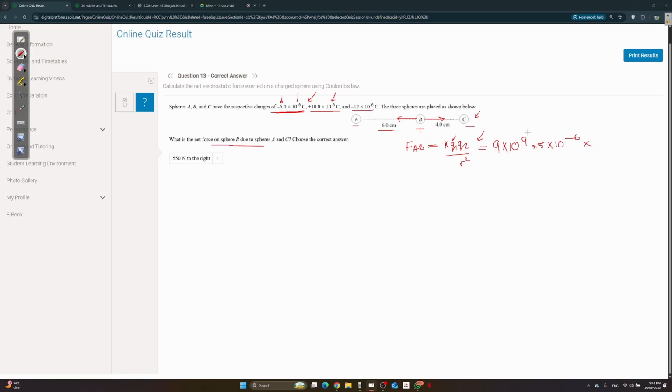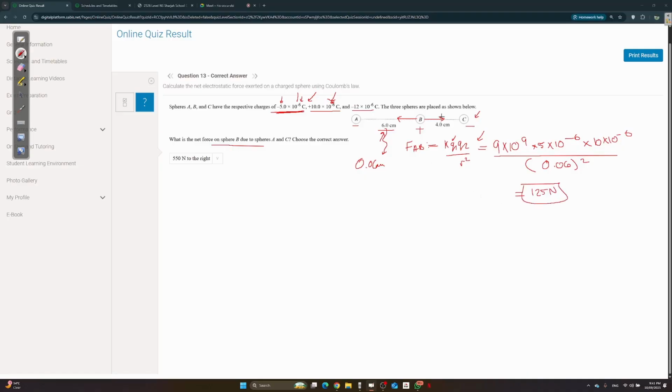With this one here, 10 times 10 to the power negative 6. The powers are negative. Over the distance, we have to make it into what? Meters. So 0.06 squared. Now, doing this on your calculator, you should get 125.